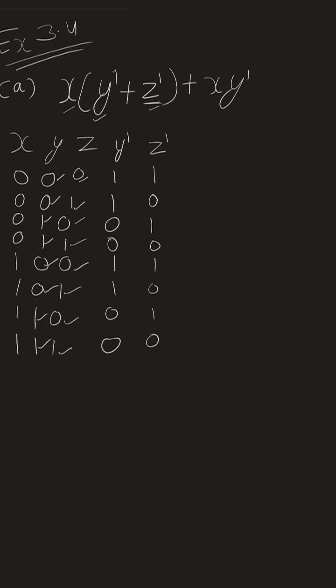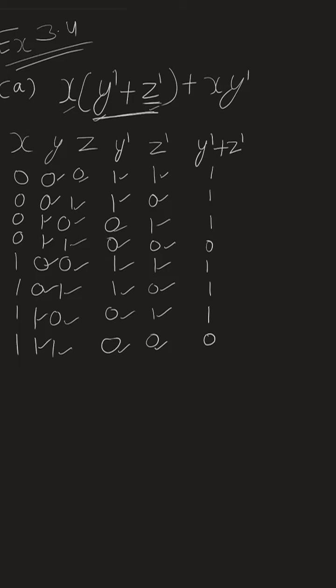Now we need y complement plus z complement. So you can write down here y complement plus z complement. So you can add it: 1 plus 1 is 1, 1 plus 0 is 1, 0 plus 1 is 1, 0 plus 0 is 0, and the same again: 1, 1, 1, 0.